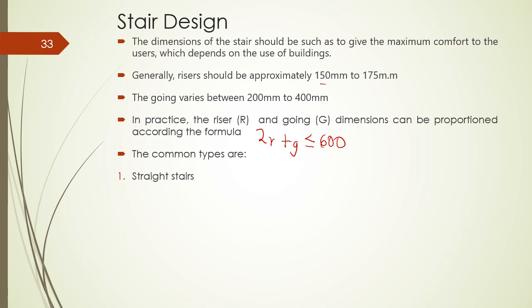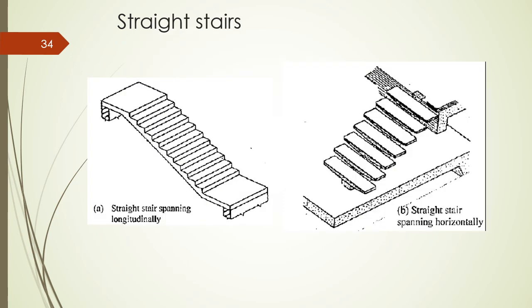There are various types of stairs: straight stairs, freestanding stairs, helical stairs, spiral stairs, slabless stairs, and so on. Straight stairs are shown in this manner when all the flight of stairs is supported on the edges of the stair such that the load is transferred in that manner. We see this stair is spanning longitudinal.